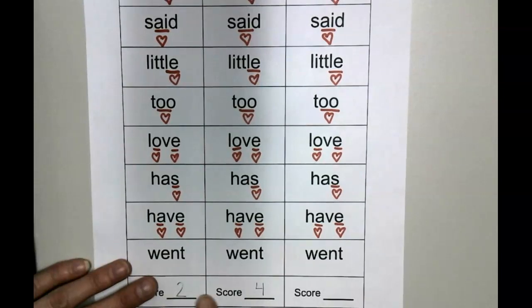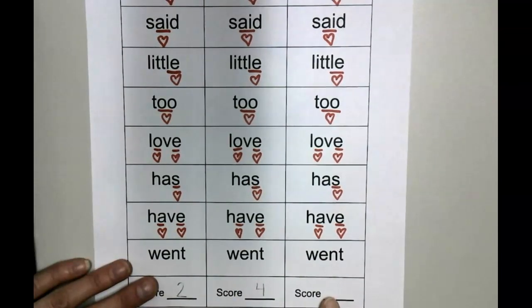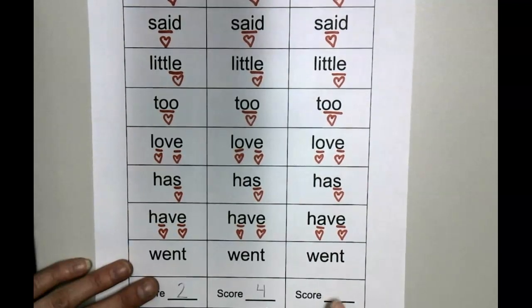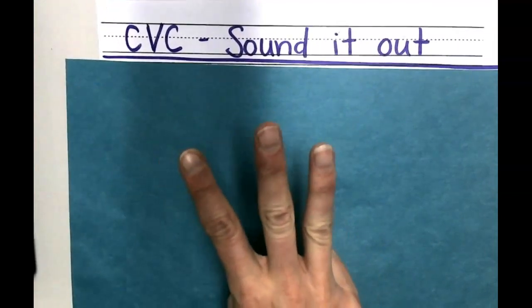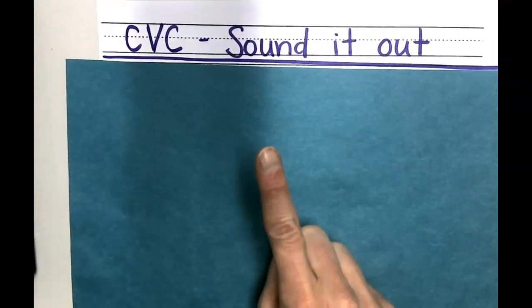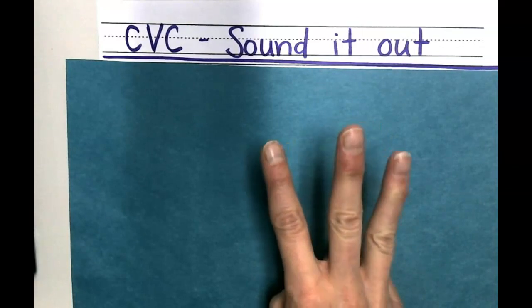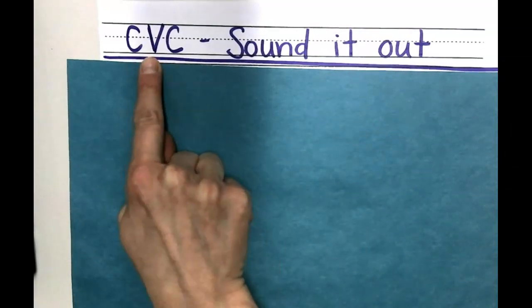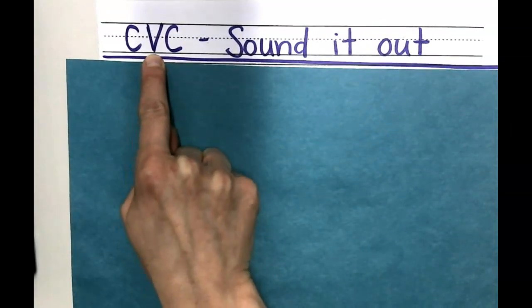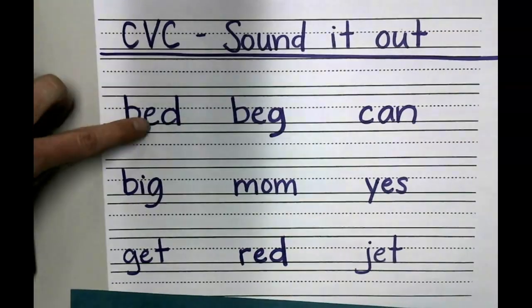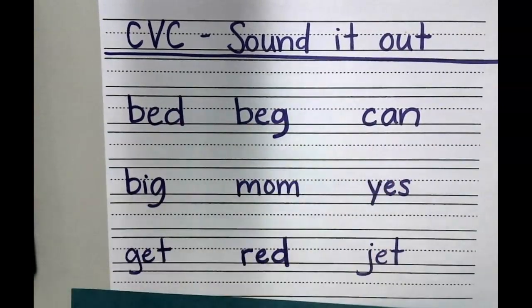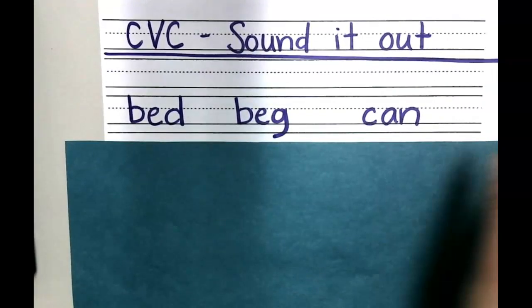Did your score go up each time? Were you able to say all 8 words? If not, just keep practicing. All right, the next thing we're going to look at are some of the CVC words that you will see in our book. CVC words have 3 letters: a consonant, a vowel, and a consonant. The vowel, which is what the V stands for, is in the middle. Notice all these words have 3 letters, and in the middle is a vowel. When we see this kind of word, we can sound them out.